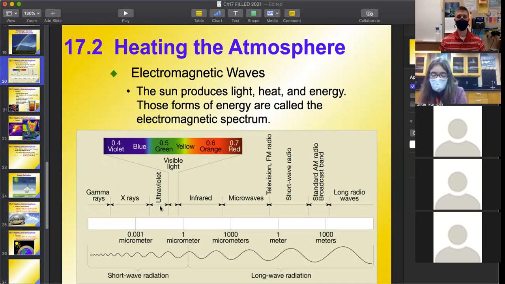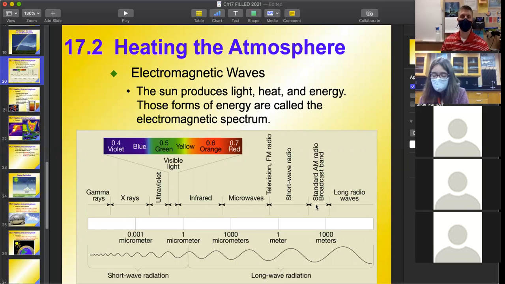Things that are higher energy tend to be more dangerous, and the higher the energy, the more dangerous it is. So ultraviolet radiation is dangerous. It can cause cancer, that sort of thing. X-rays, even more dangerous. Gamma rays, even more dangerous. Those are things that you don't want to be around.